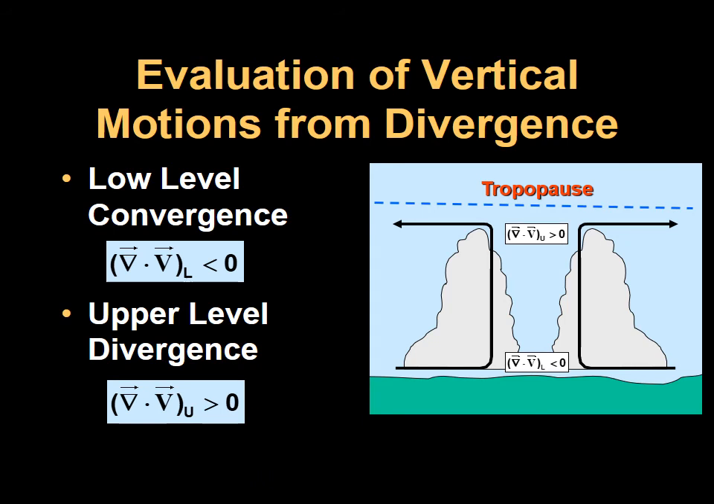And you probably knew that already. You learned this back in your introductory meteorology class, that if there's upper level divergence and lower level convergence, that causes rising motions. Well, we're doing it mathematically now. So if you have low level convergence, that means that your divergence term is negative. It's less than 0. And if you have upper level divergence, it means, of course, the divergence term is positive in the upper levels.